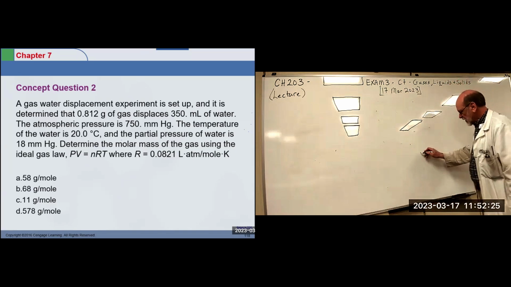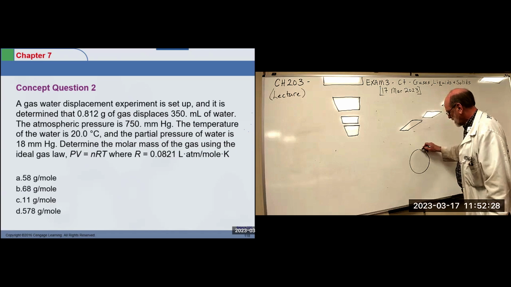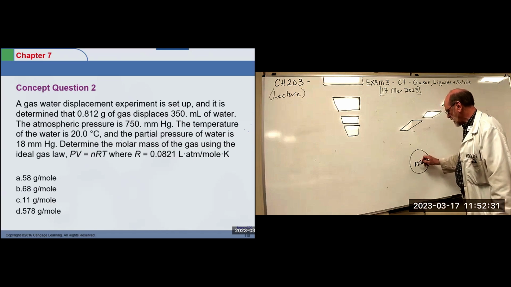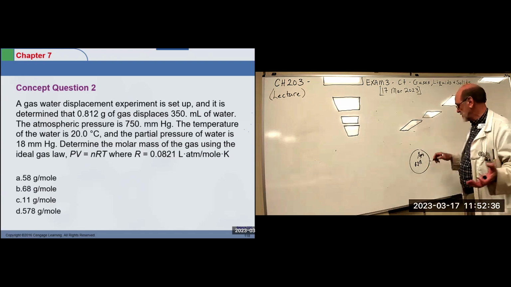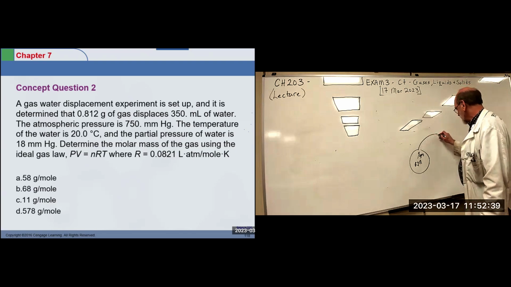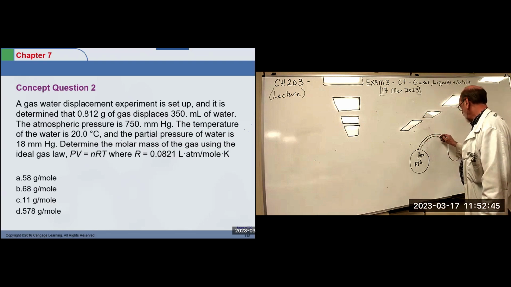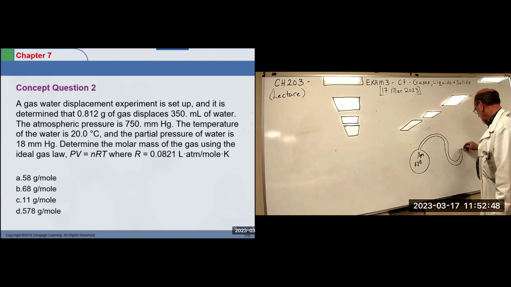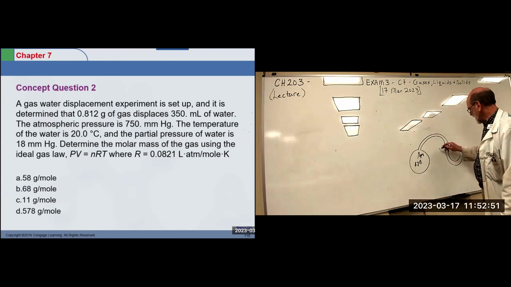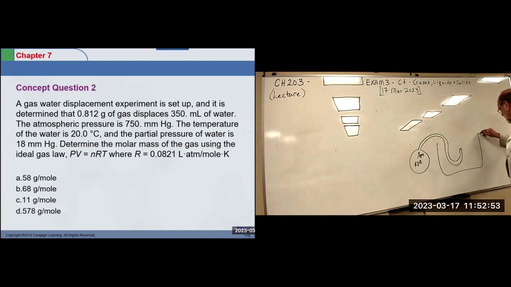So we have a reaction vessel over here. There's a reaction that's going to occur here and produces a gas that we want to capture. So we take that gas and we run it through tubing here, and it goes inside a container of water. Then it bubbles up the water, okay?